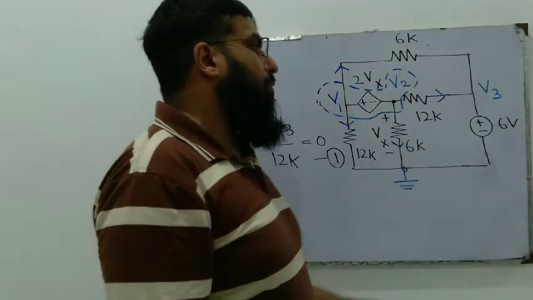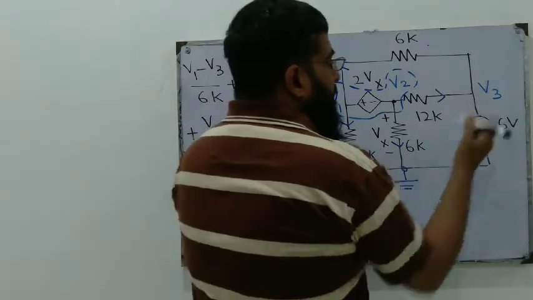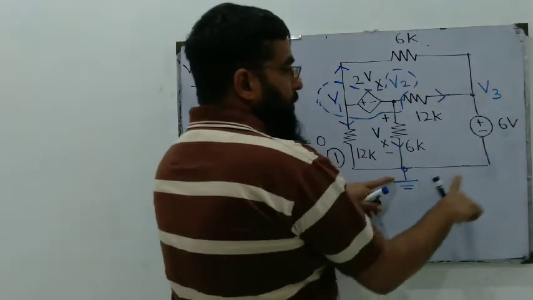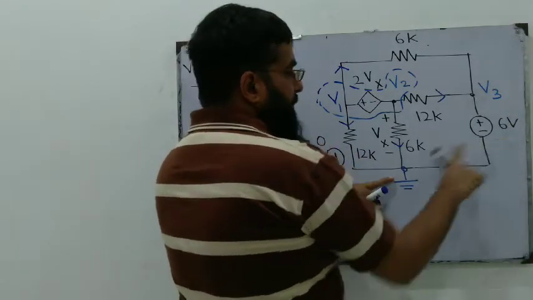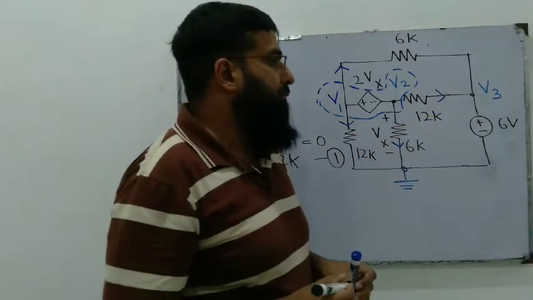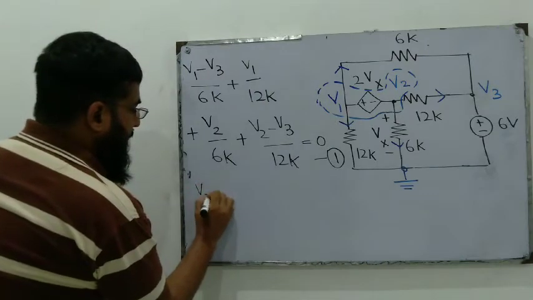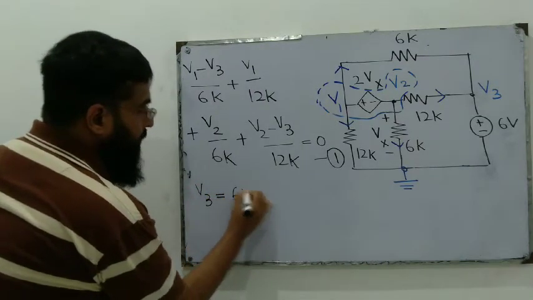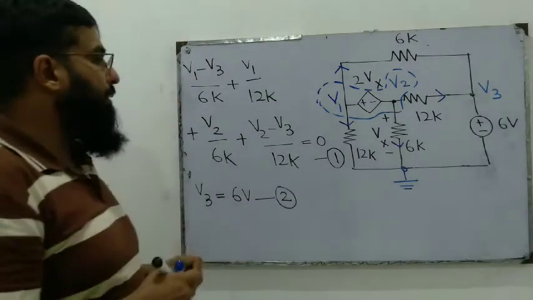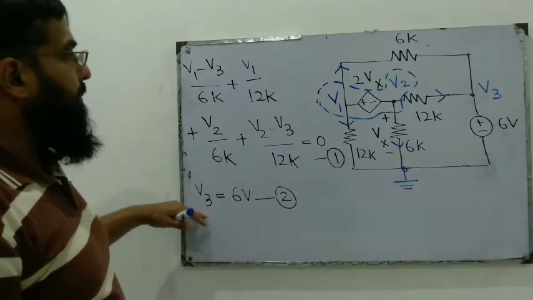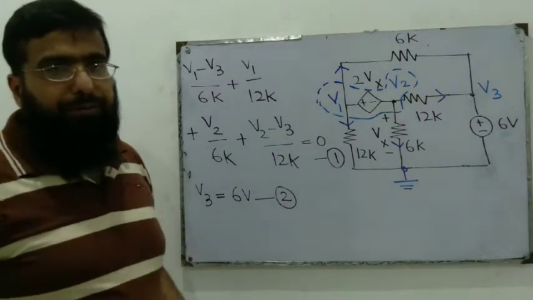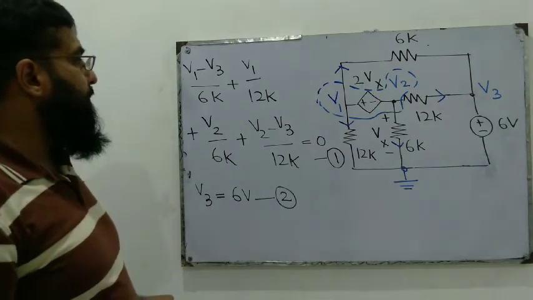The other equation is obvious. The voltage at node 3, V3, is obviously 6 volts because the negative end of this 6 volt battery is connected to the ground and the positive end is connected to V3. Therefore, V3 can be written directly as V3 equals 6 volts. Now we have two equations, but we still need a third equation because we have three variables to solve for: V1, V2 and V3.